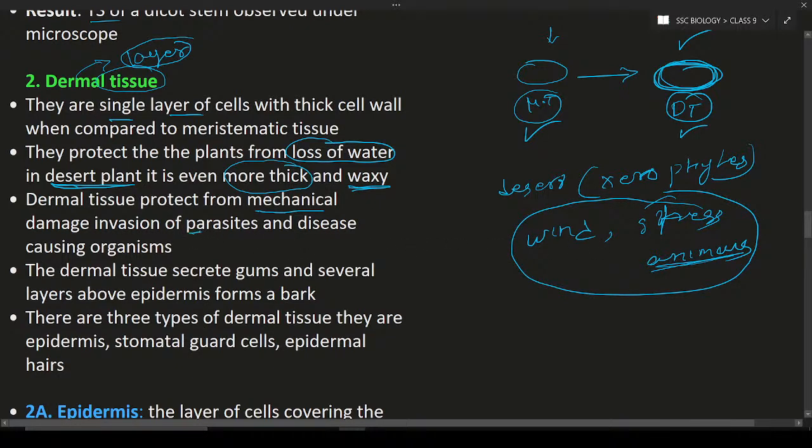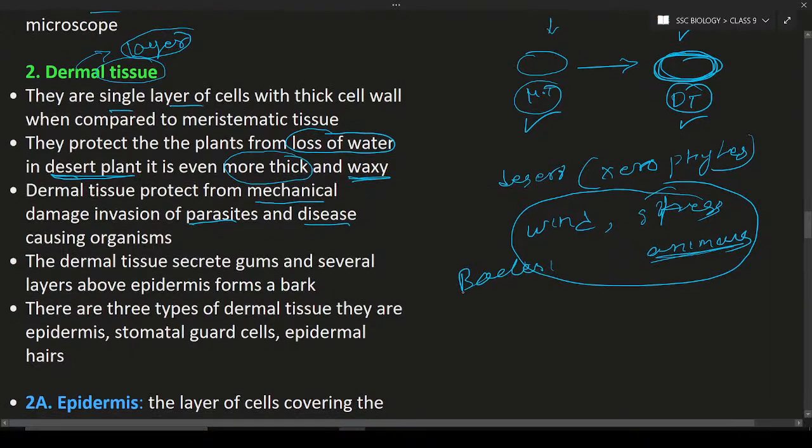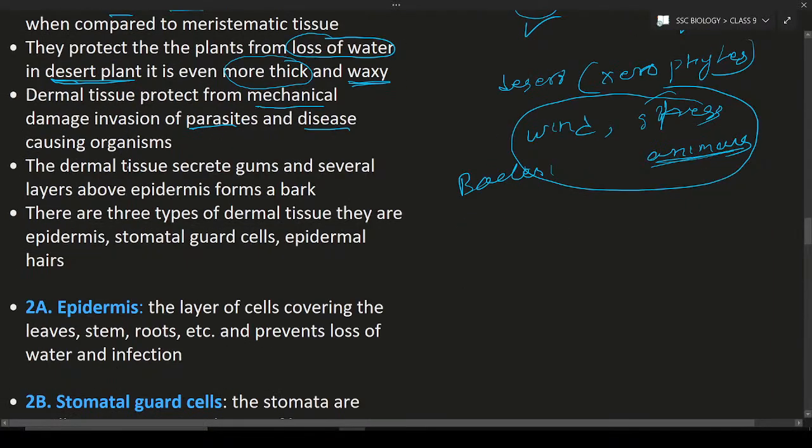Not only that, they protect from the invasion of parasites. Invasion means entry, so this tissue will prevent the entry of parasites into the plant body. This is another aspect. They also help in the protection from disease-causing organisms like bacteria or some kind of fungus, whatever it may be. They protect from disease-causing microorganisms. Next, the dermal tissue is going to secrete a gum.